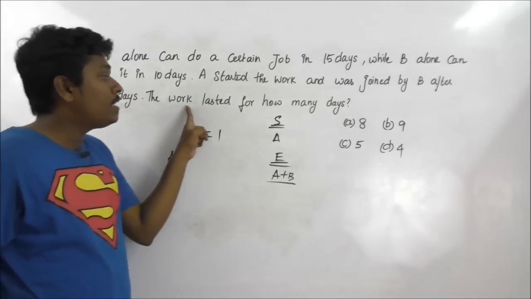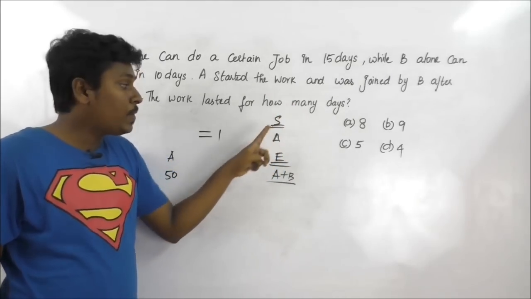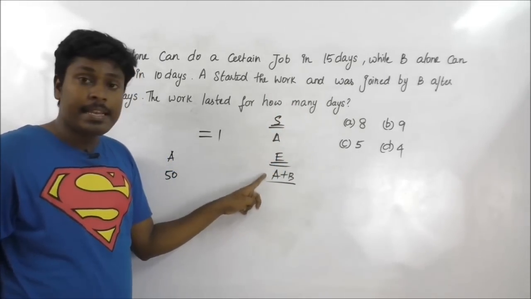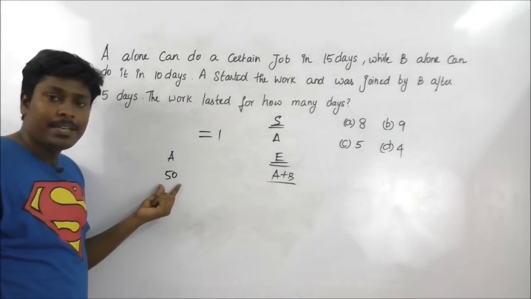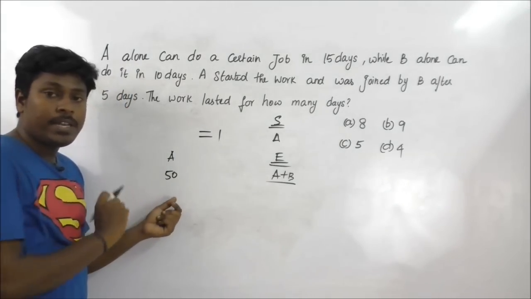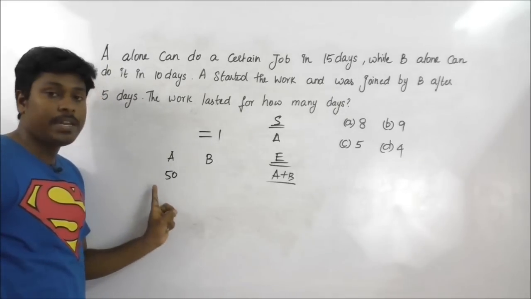They were asking how many days the work lasted, that is, how many days it takes to complete the job. We know that from the starting till the ending A is there. So if we take 50 as the work completed, A has to work for 50 days. What about B? Friends, just think. A worked for 50 days.